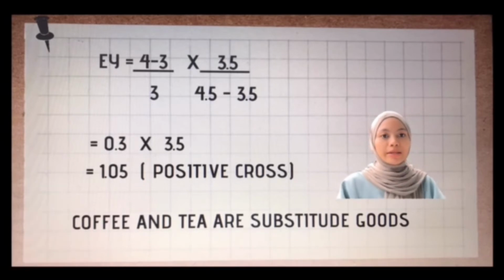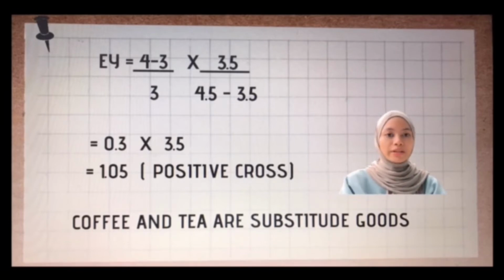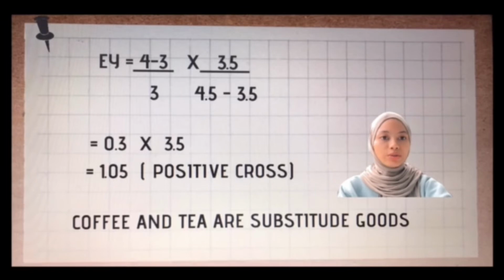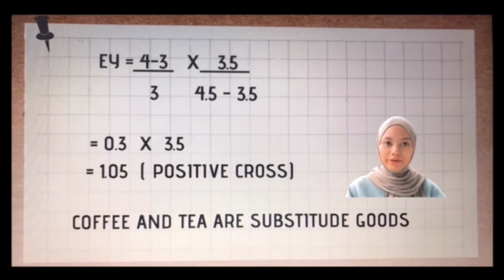If we look at table A, how to calculate the price of coffee is we have to subtract the new price and the old price of coffee first, which is 4 ringgit and 50 cents minus 3 ringgit and 50 cents. Then we have to divide it by the old price, which is 3 ringgit and 50 cents, with the answer to get 3.5. Then we continue with multiplying the answer, which is 0.3 multiplied with 3.5. Then we will get the answer, which is 1.05.